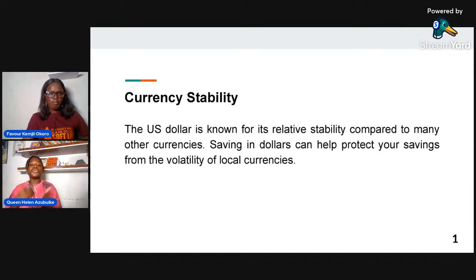So one of the reasons for saving in dollars is currency stability. The US dollar is known for relative stability. It's very stable. But naira has so much volatility. Sometimes I wonder what is causing the volatility in the naira, and it's because of the economy crashing.